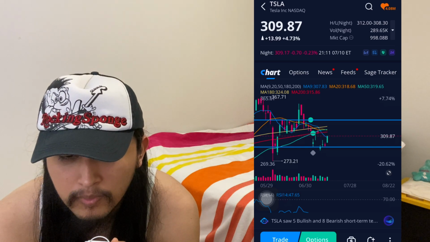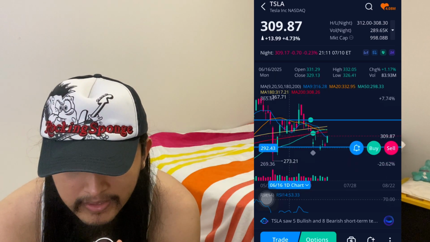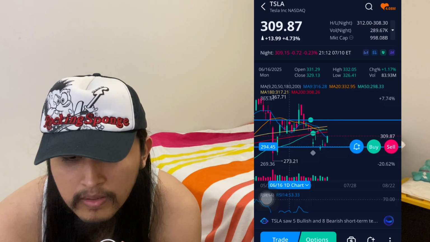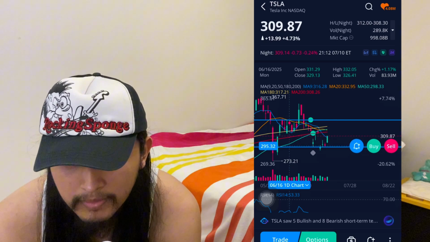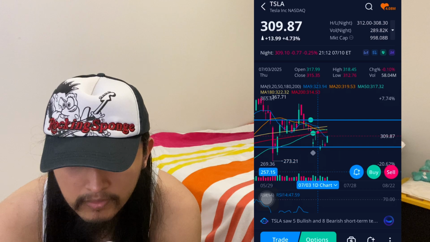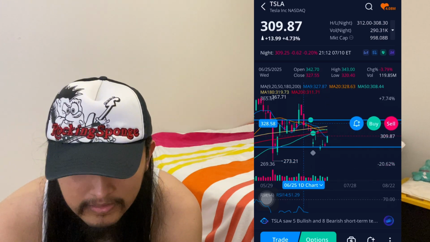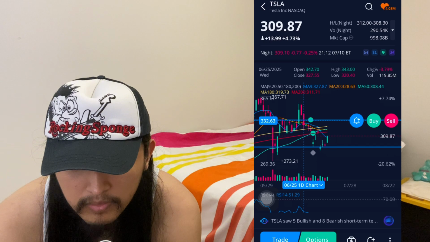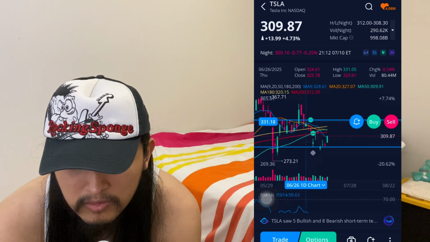And basically, once Tesla lands on this support level of 293 or 294, I'll wait for the bounce. Once the bounce happens, I'll sell out at this resistance level of 332 or 330. Yeah, 332.